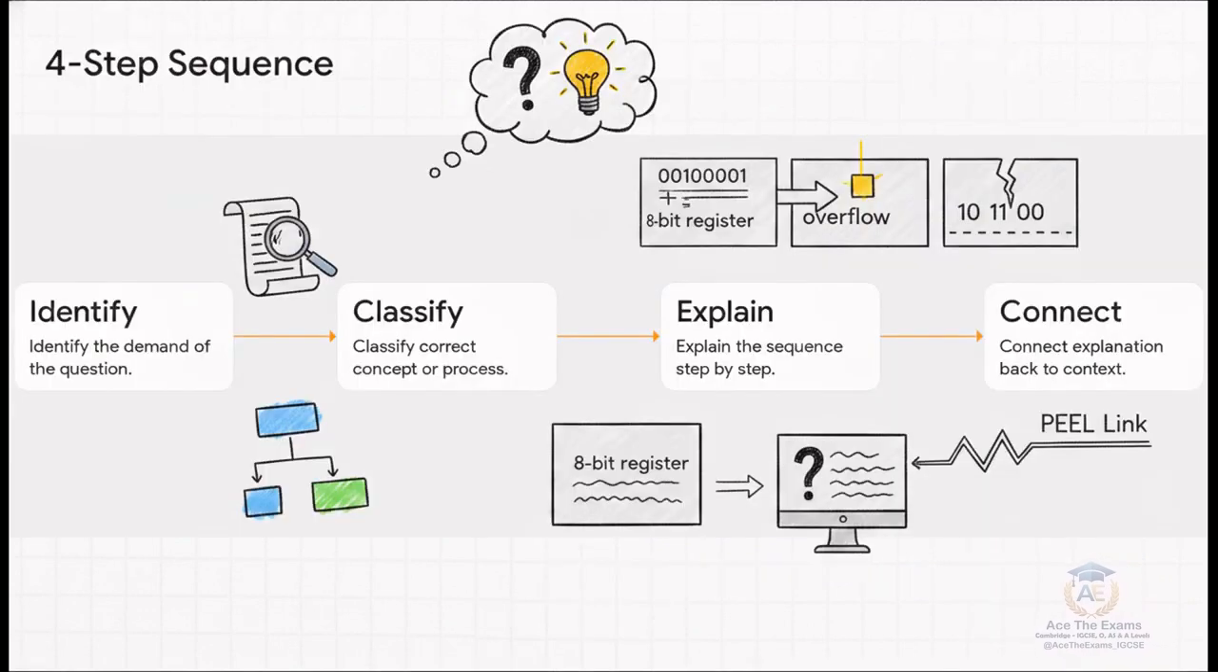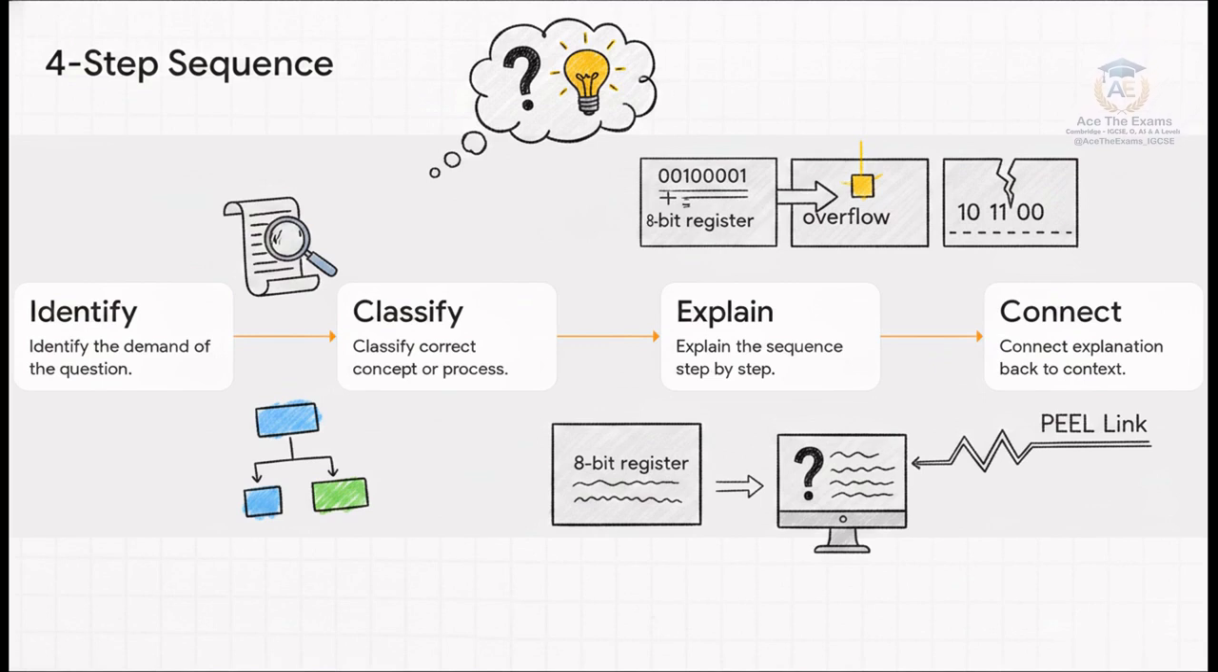This 4-step sequence is incredibly powerful, particularly because so many computer science topics are fundamentally process-based and demand a strictly logical order of operations. You cannot skip steps. Step 1. Identify the demand. Read the prompt carefully. Is the command word state, describe, or explain? That dictates your entire approach. Step 2, classify the concept. You look at the scenario and say, okay, this is specifically about an 8-bit register overflow issue.